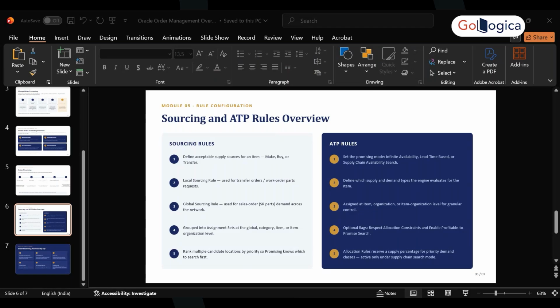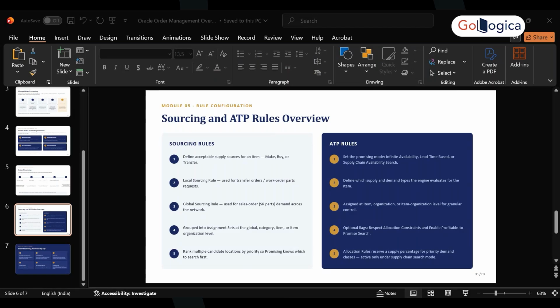Next one is our assignment sets. And what is an assignment set? A sourcing rule alone is not sufficient. Oracle must know where the rule should be applied, and this is accomplished through assignment sets. An assignment set is nothing but a set of links that connects sourcing rules to business entities such as global level, item category, inventory item, organization, or item-organization combination.